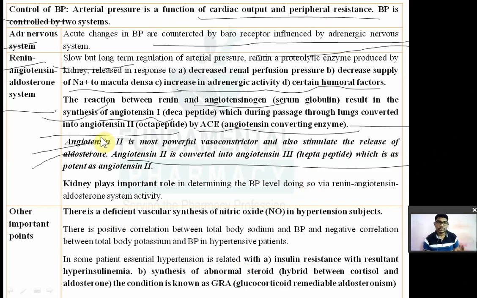So angiotensin 1 is a decapeptide, angiotensin 2 is an octapeptide, and angiotensin 3 is a heptapeptide. Decapeptide means 10 peptide bonds, angiotensin 2 has 8 peptide bonds, 8 meaning octa, and angiotensin 3 has 7 peptide bonds. That is angiotensin 3. A question has come on this.